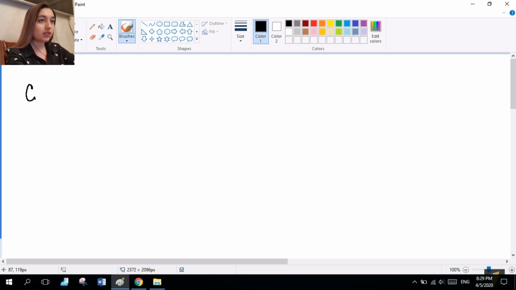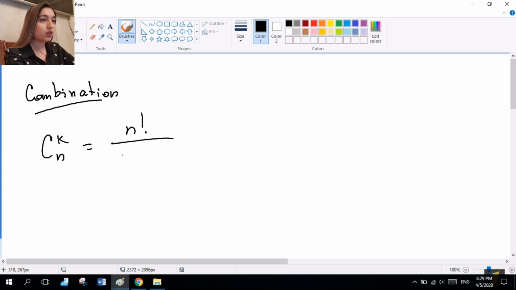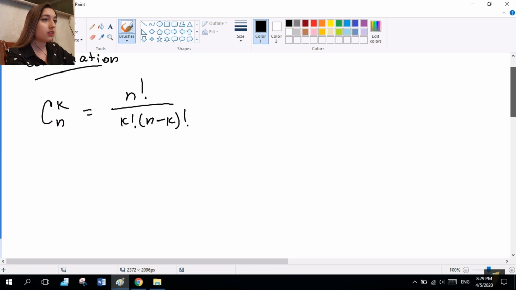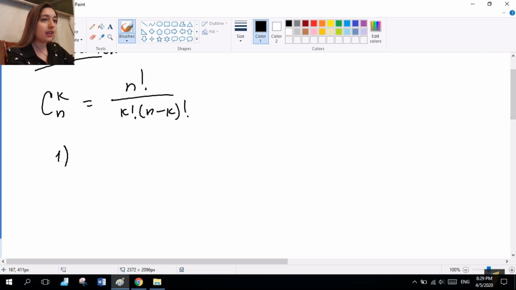So the next thing is combination. Combination is C n k. Its formula looks like this: n factorial over k factorial times (n minus k) factorial. So C is basically the number of combinations between n elements by k positions.